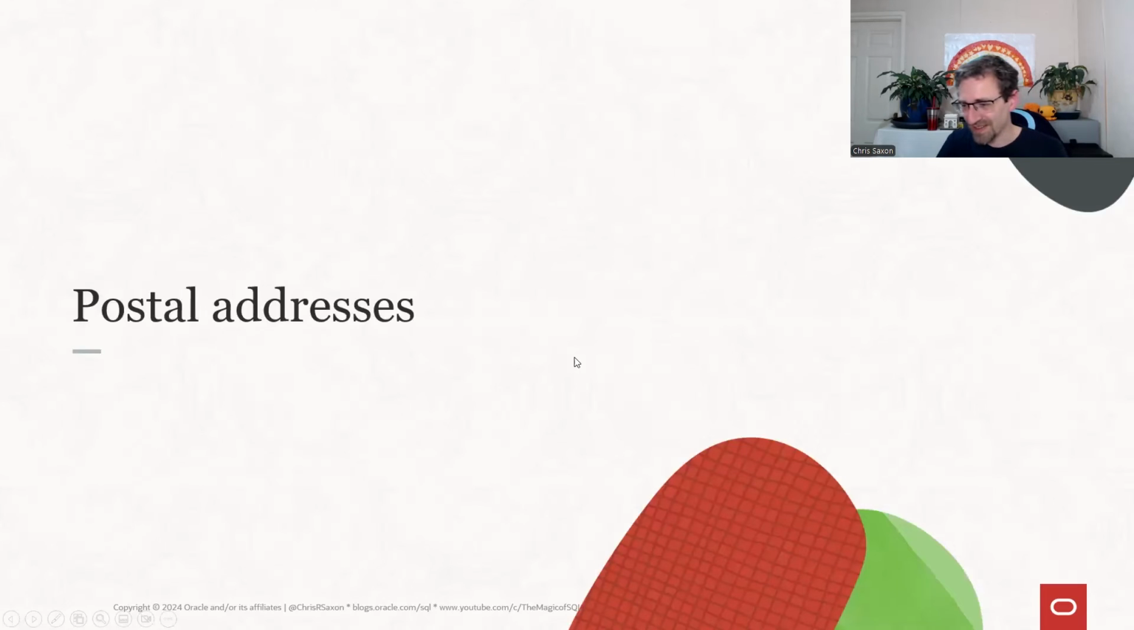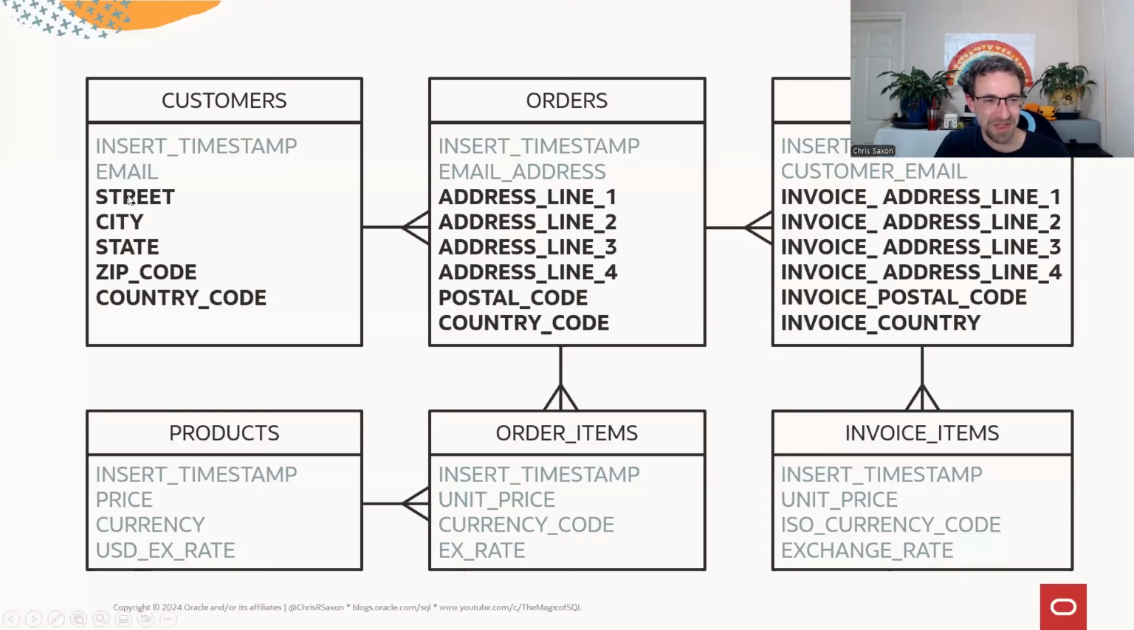Postal addresses. Now, this is where it all gets lots of fun, right? Every country's got its own approach for what it considers to be a postal address, what parts it has, what a zip code or postal code is, and so on. So to start off with, we'll probably do something like street, city, state, zip code, country code. But over time, we add to the tables and we just kind of give up, right? And just go address line 1, 2, 3, 4, postal or zip code and a country code, right? So this kind of does the job, but quite often we might want a bit more formatting here.